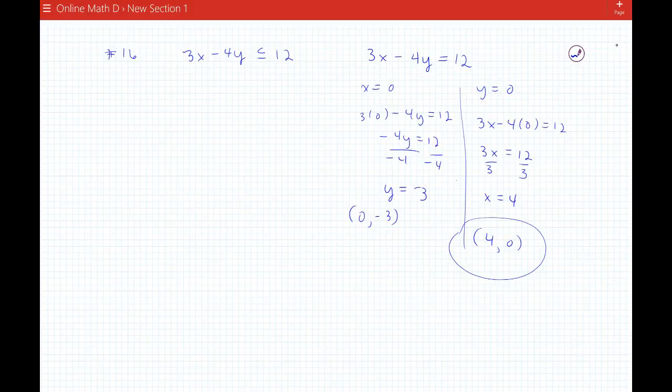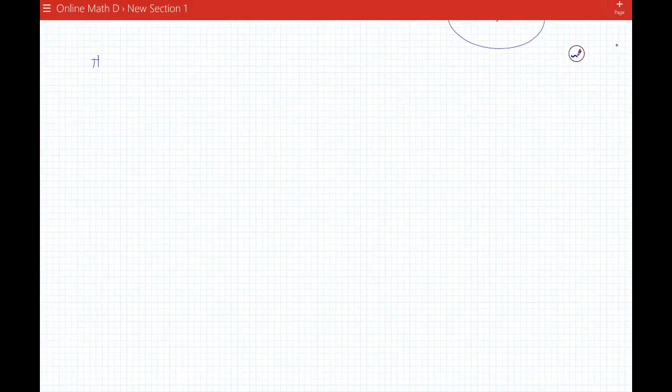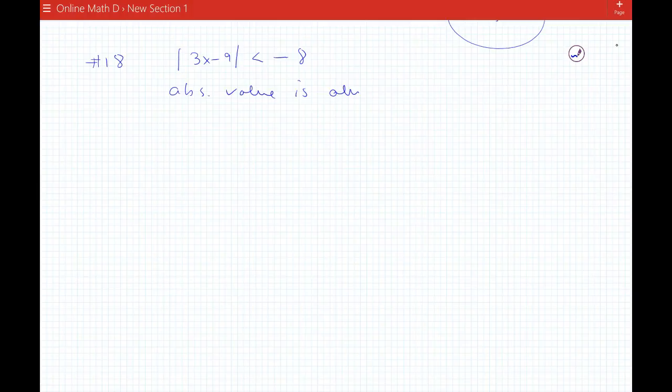And then let's look at number 18. And you have the absolute value of 3x minus 9 is less than -8. Absolute value is always greater than or equal to 0. It's either positive, greater than 0, or equal to 0, never negative. So there's no possible way you can get the absolute value smaller than a negative number. So that's why the correct answer is the empty set.